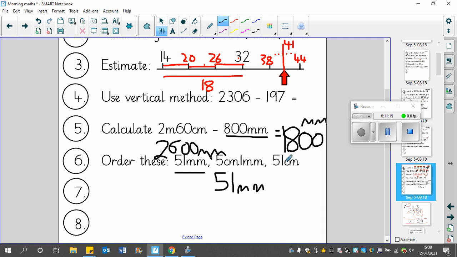And this is 51 centimeters, which is 510 millimeters. There we go. So which is the smallest? Well, this one. And hey presto, this one as well. So these two, the first two, are equal first, and then this one is much bigger. You can see it's 10 times bigger.